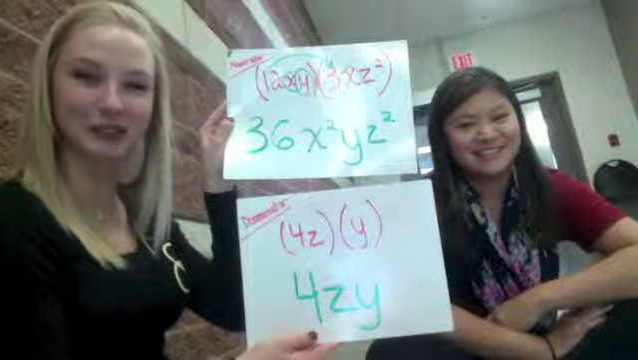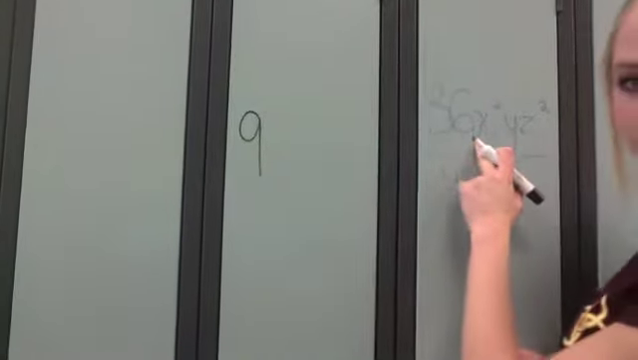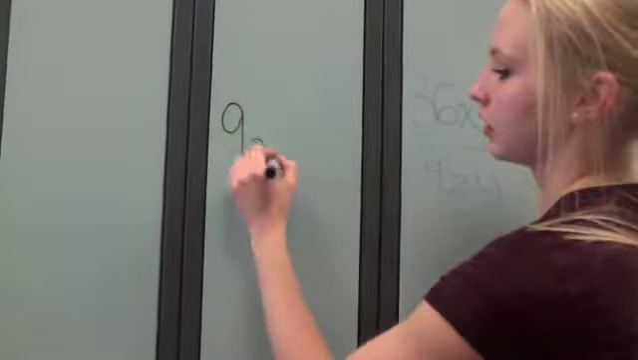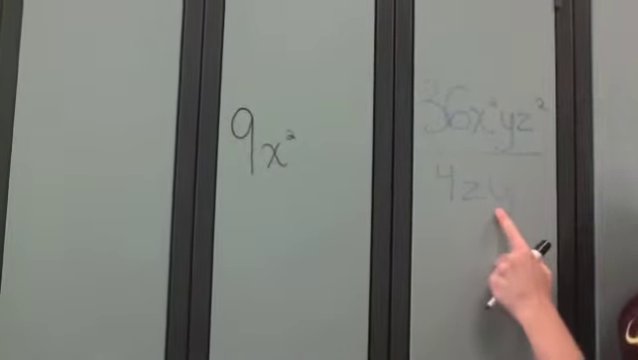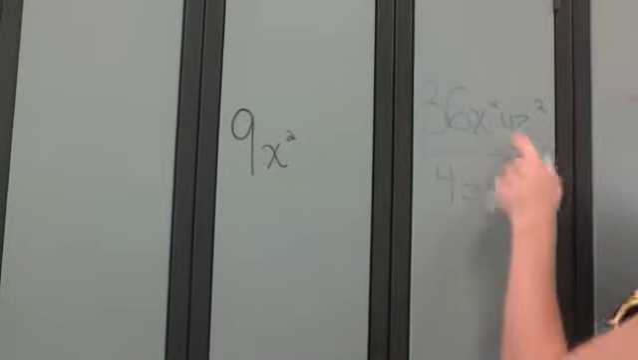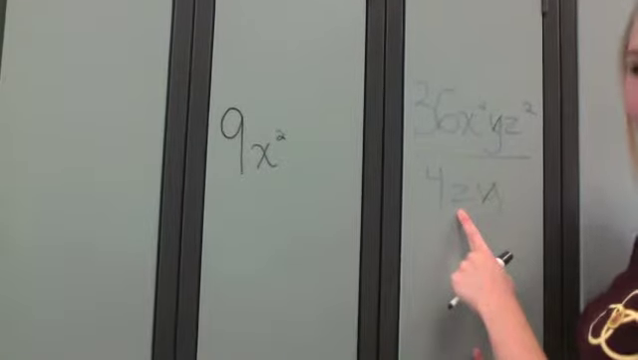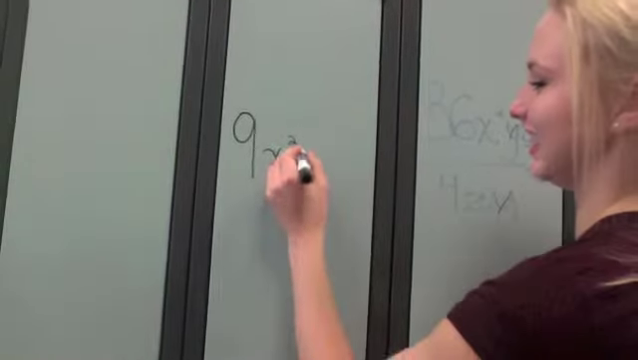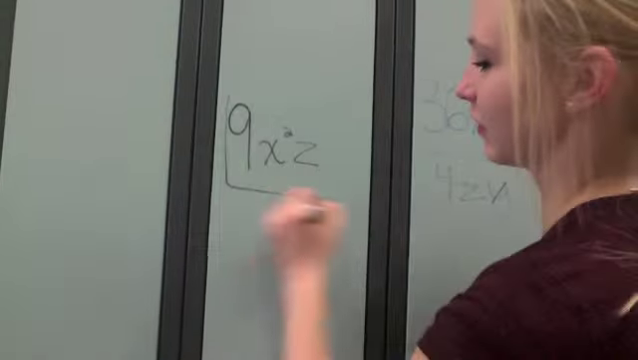Now we'll write it in a simpler form. So 36 divided by 4 is 9. x squared, and there's no x's on the bottom to divide by, so you're just left with x squared. Now you have y on the top and a y on the bottom, so they cancel out. And lastly you have z squared on the top and z on the bottom, so that becomes z, just simple z. And that is your final answer.